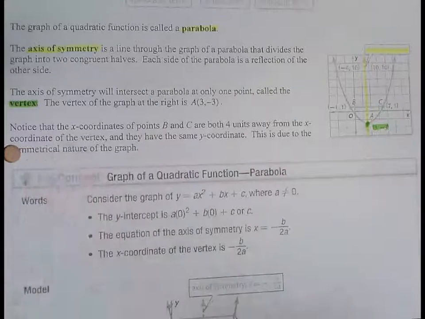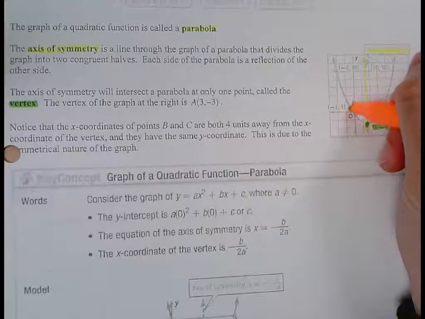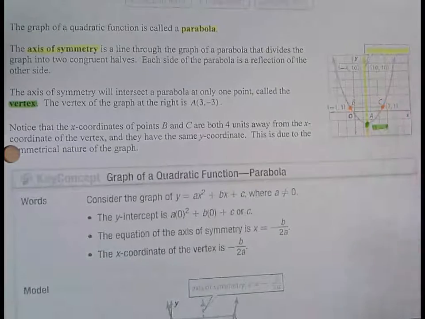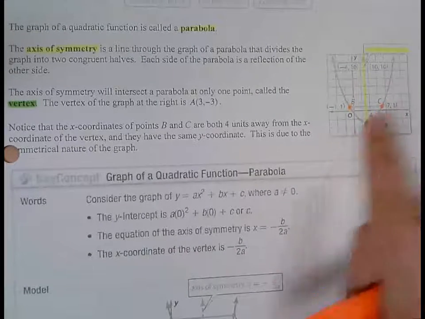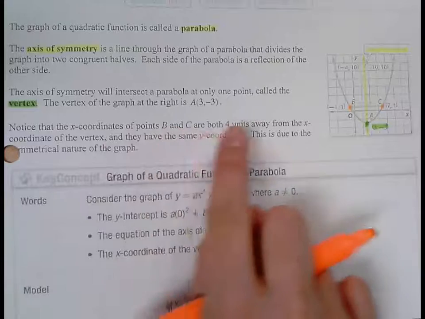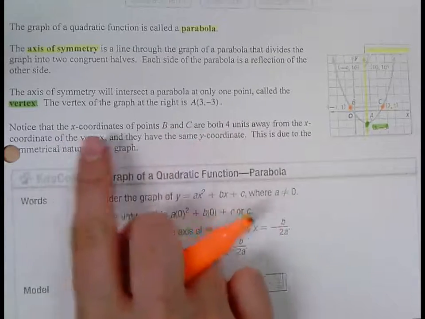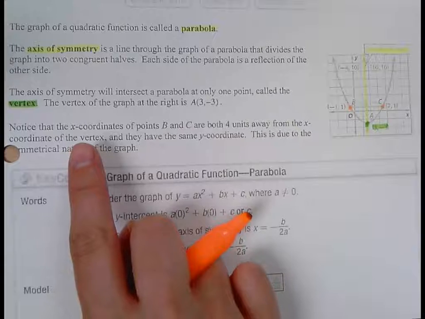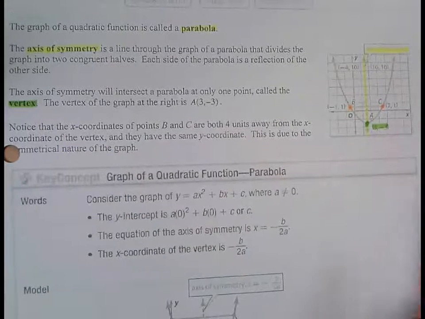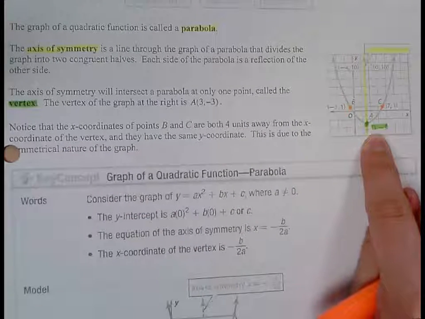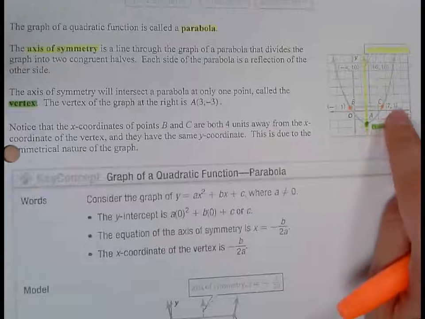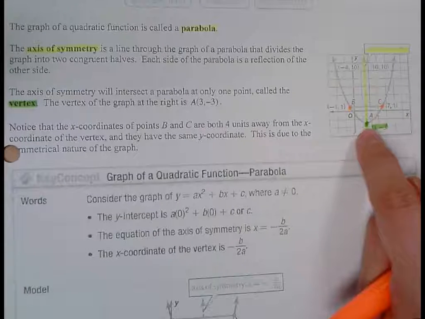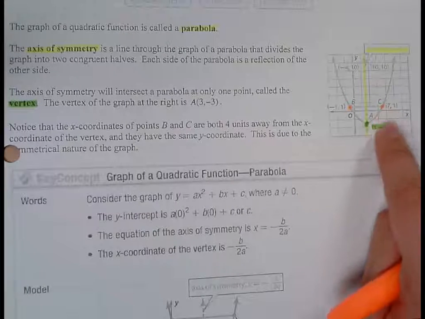So it says, notice points B and C on the parabola. The x-coordinates of those points are both 4 units away from the x-coordinate of the vertex. So if you look at the x-coordinate of your vertex, that's 3. If I go 4 to the right, I'm at the x-coordinate 7.